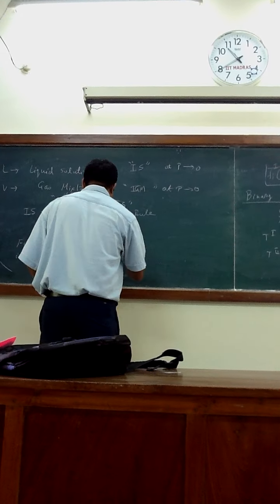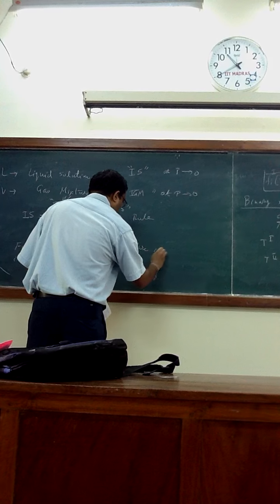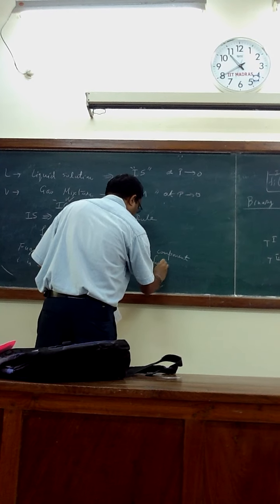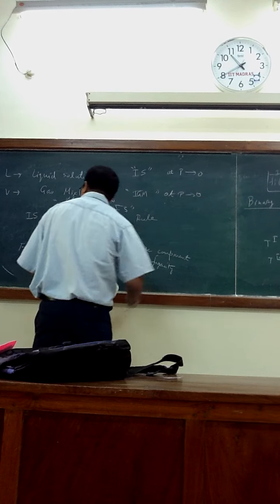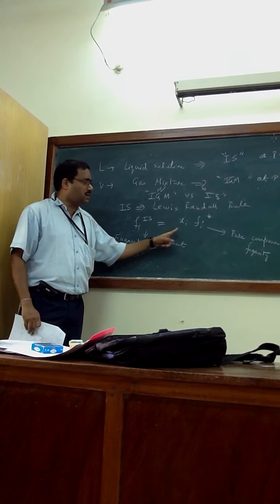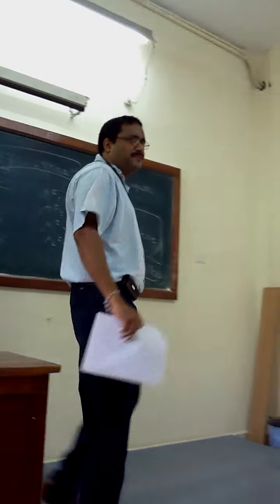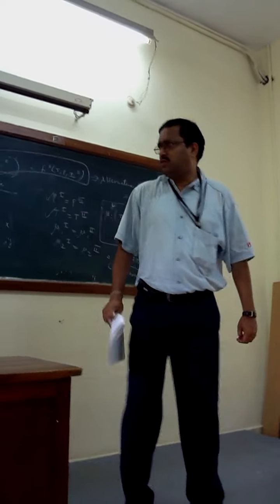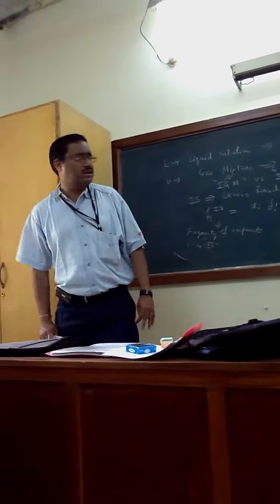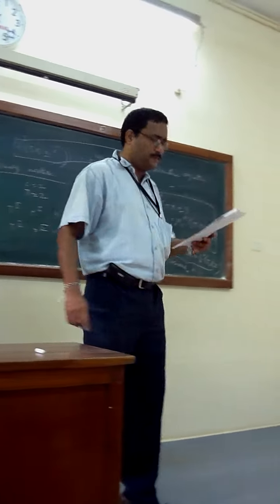Here fi star is the pure component fugacity. It says that in an ideal solution fi is nothing but xi fi star, the Lewis Randall rule. You might have seen it earlier. So the Lewis Randall rule says that the fugacity of component i in ideal solution is nothing but xi fi star, where fi star is the pure component fugacity.